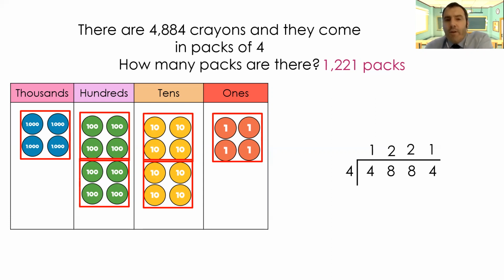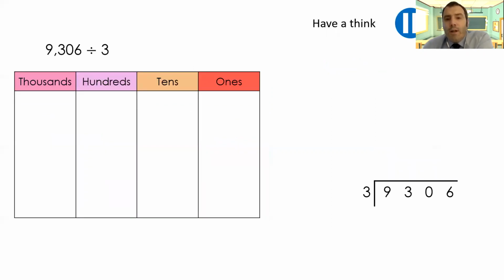That leads us on to using our written method. Another number for us, 9,306 divided by 3. Thinking about how we've just solved the previous question, how would you go about solving this one? Pause the video here to have a go.